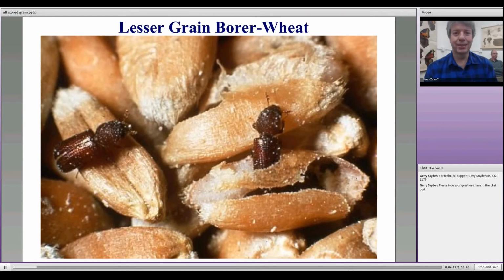This one will lay its eggs outside the kernel, but then immediately when the egg hatches, the little baby larva drills down into the kernel. It's best if there's a little bit of damage somewhere made by the adults.